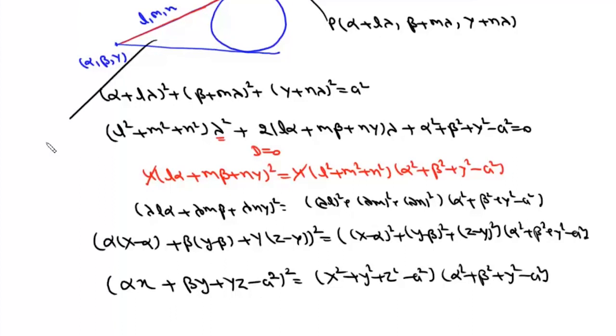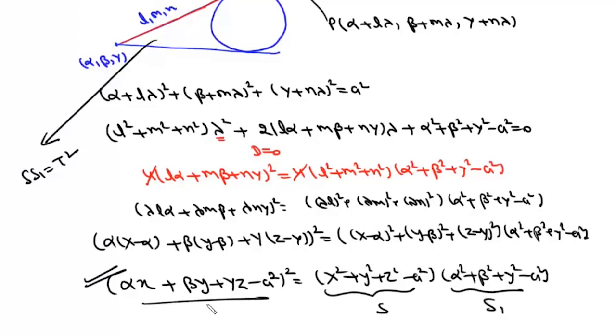And if you are familiar with concepts in conic sections, then we know that the equation of the pair of tangents is given by S S1 equals T square, and this form itself is S S1 and this is T square. So we can also solve this question directly by using this concept of S S1 equals T square. We have already discussed how to find S1 and T in one of the previous videos in conic sections. So I'll put the link to that video in the description below.